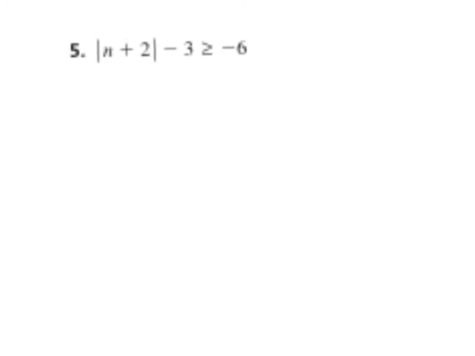Alright, number 5. Let's start out by adding 3 to both sides. I get absolute value of n plus 2 greater than or equal to negative 3.